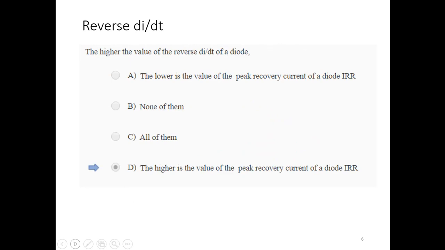The higher the value of the reverse di/dt, the higher the value of the peak reverse current. That means the current is falling faster. If the current is falling faster, you expect the peak recovery current will be larger. The sharper it falls, the larger the IRR, or the reverse recovery current, will be. The higher the value of the peak recovery current of the diode, the higher the value of di/dt.